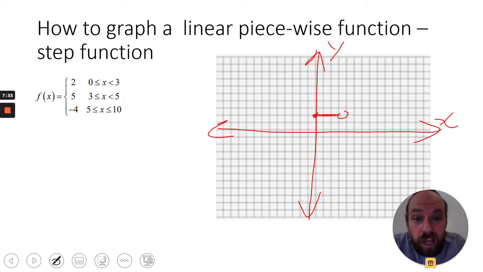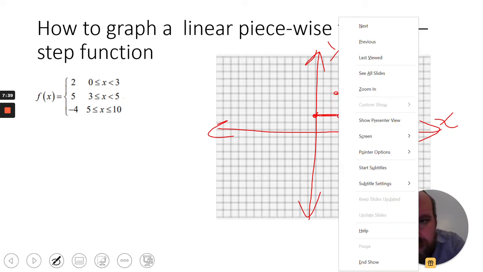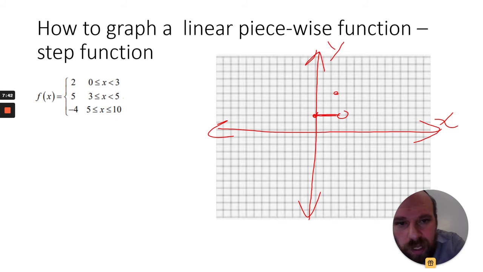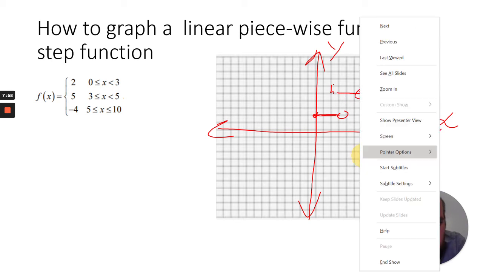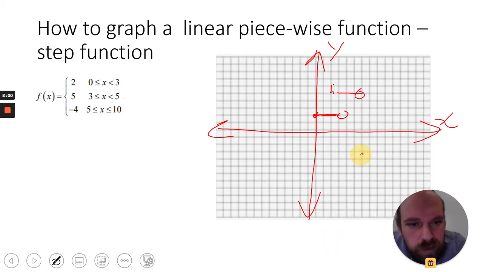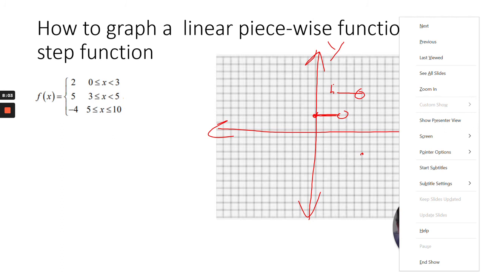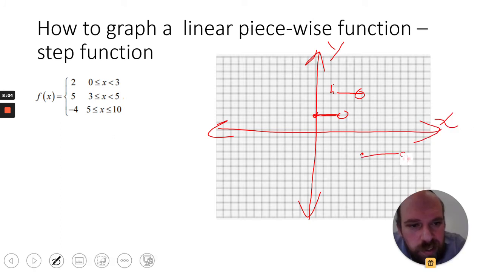Then at 5, you go up to 5. So a closed circle here. And then you go to 5 over here. So open and closed. And then at negative 4, you're all the way down here at negative 4. 1, 2, 3, 4. And that will be a closed circle. And then you go to 10, also closed. Connect those 2 points.